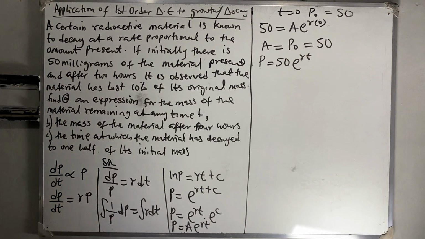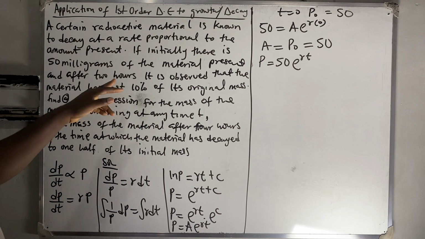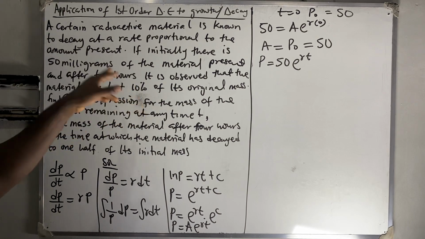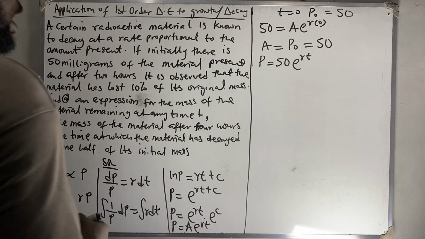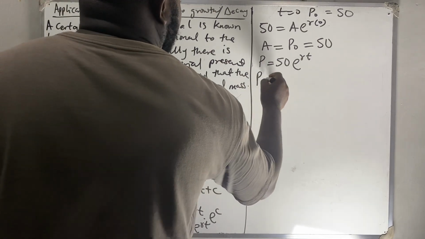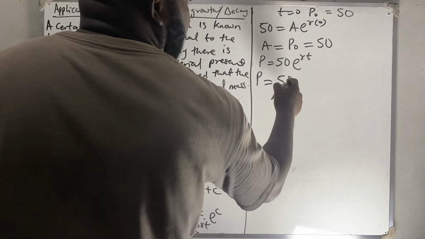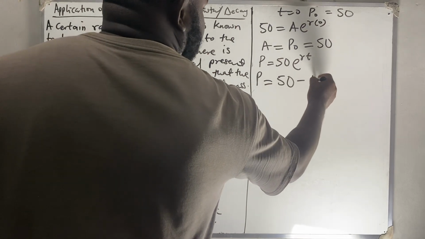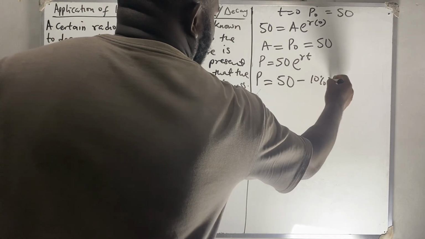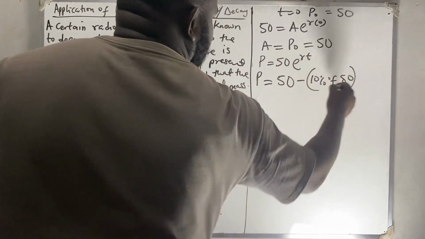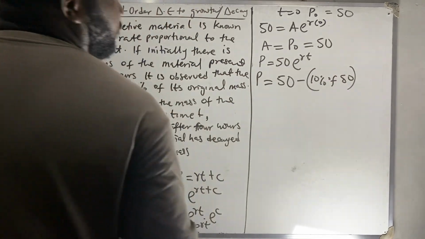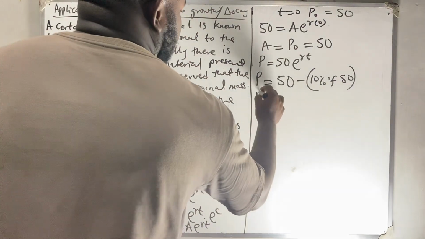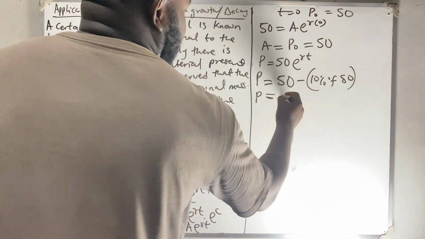Okay. So now let us find our R. To find our R, we are told that after 2 hours, this material lost 10% of its initial population. So let us get what it has lost. The population here should be 50 that is already there initially, minus 10% of that 50. Because they say that it lost 10% of the initial population. So which means the population present now will be what?